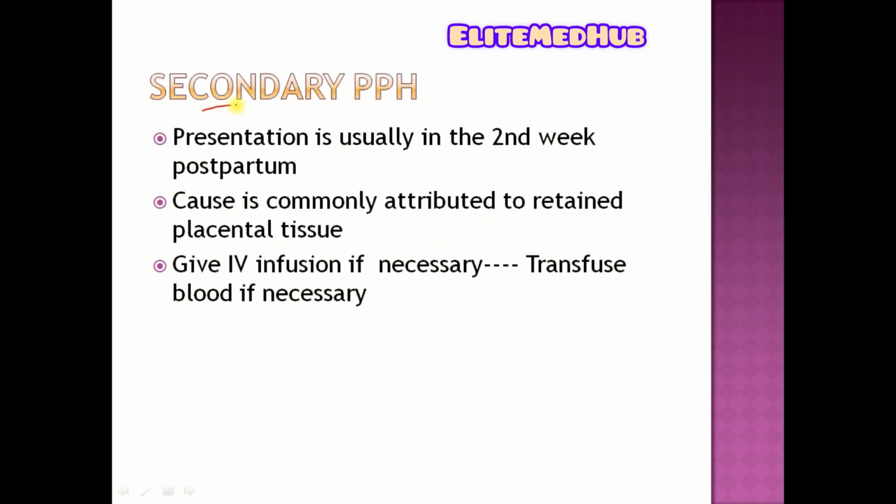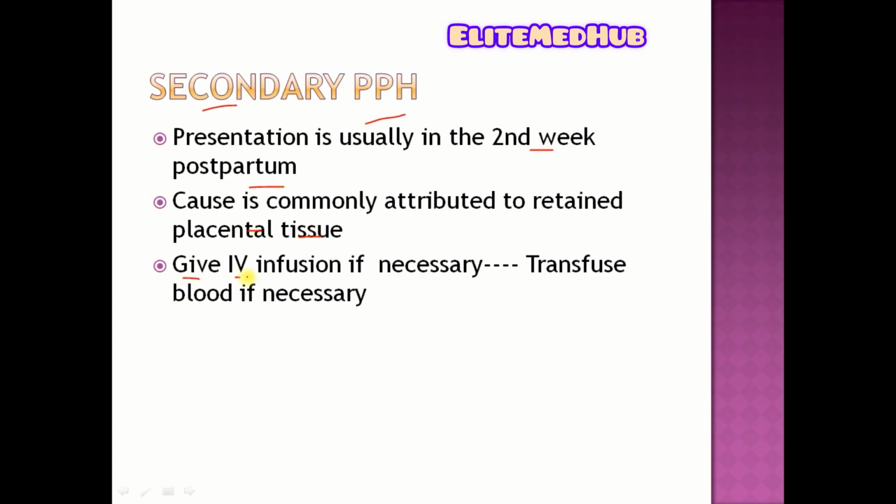So, let's move to secondary postpartum hemorrhage. Secondary postpartum hemorrhage is bleeding from the female genital tract 24 hours after delivery and no more than 6 weeks postpartum. Presentation is usually in the second week postpartum. Cause is commonly attributed to retained placental tissue.